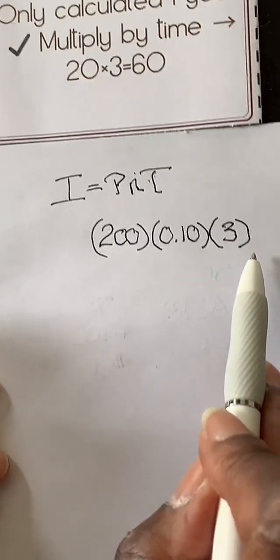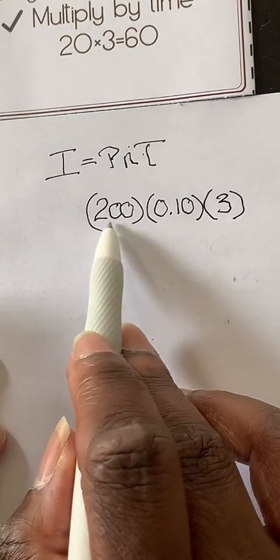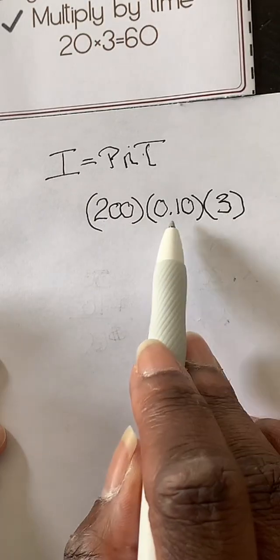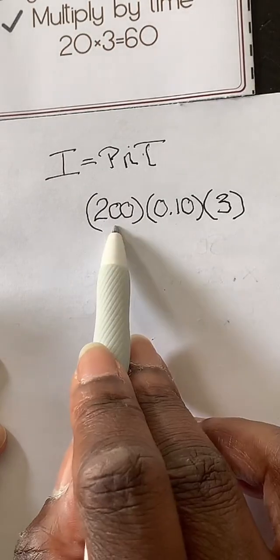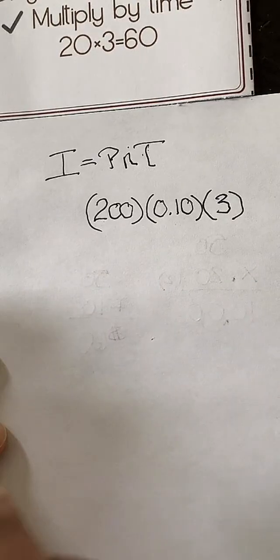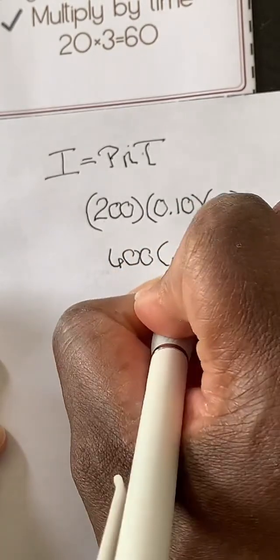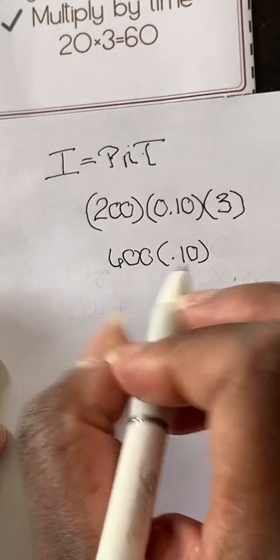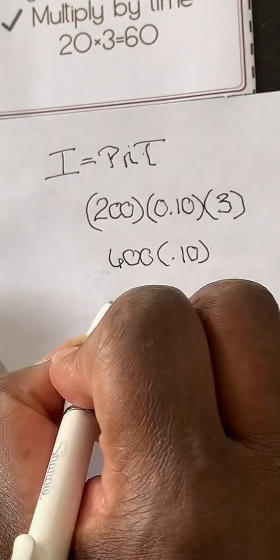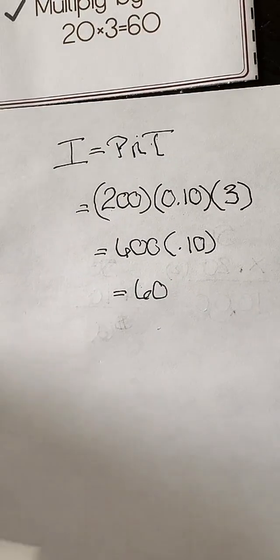Since this is all multiplication, it doesn't matter which combo that you pick. If you wanted to do the 10% of 200, or the 10% of 3 and then multiply, or multiply the 200 and the 3 and then take 10% of that, you could have done that as well. That would be your 600, and if you take 10%, you move the decimal place over, and then you have your 60. Either way, your simple interest will be 60.